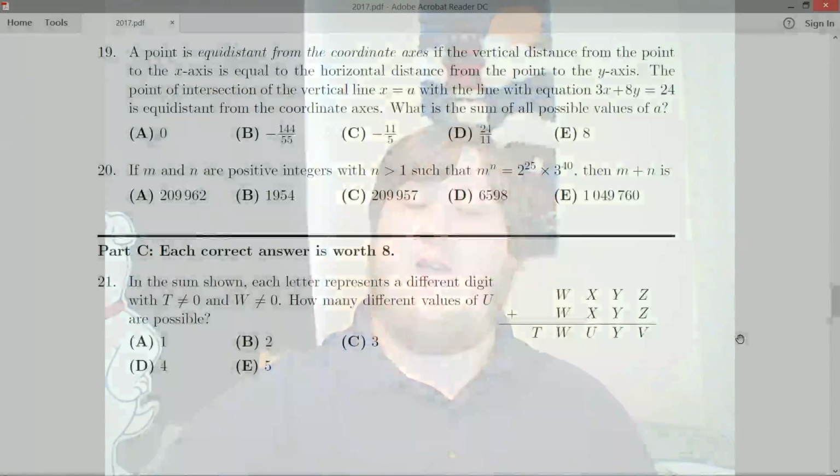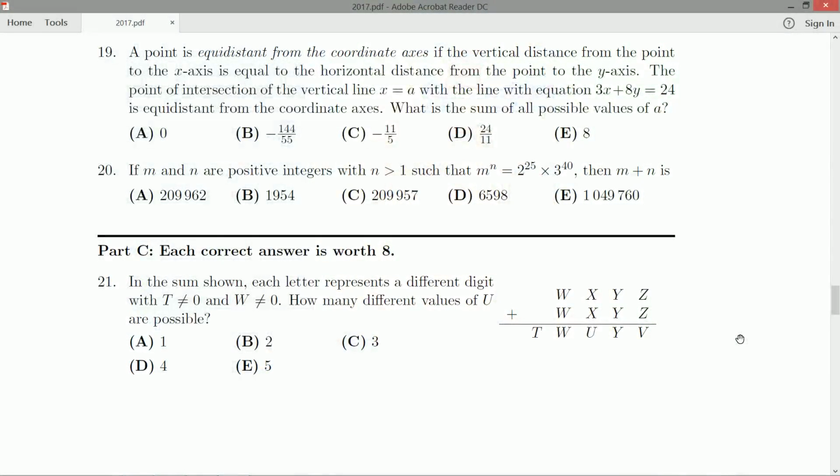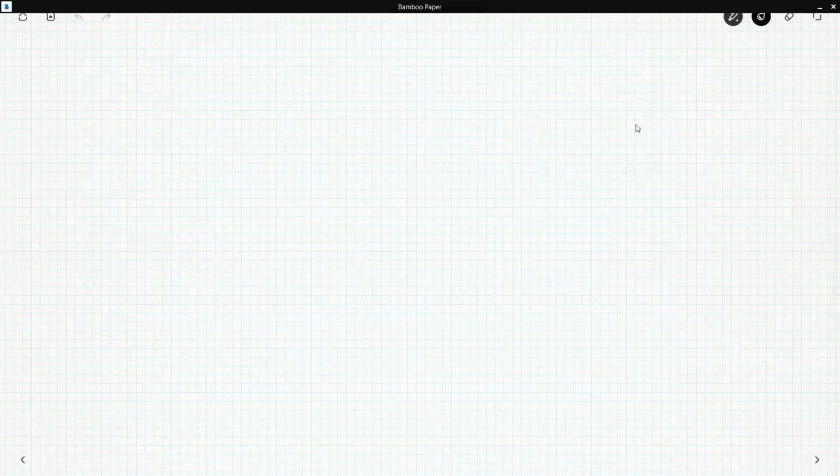We're up to question number 20, so let's have a look here. Question 20: if m and n are positive integers, with n greater than 1, such that m to the n is equal to 2 to the 25 times 3 to the 40, then m plus n is... Okay, so we've got some interesting options here. Let's take a look.